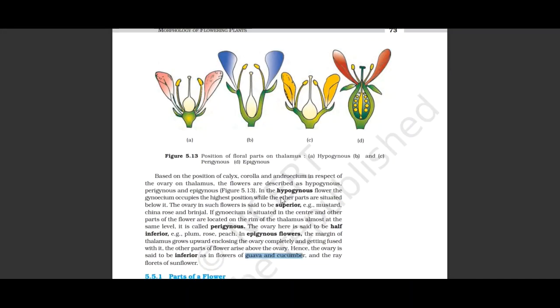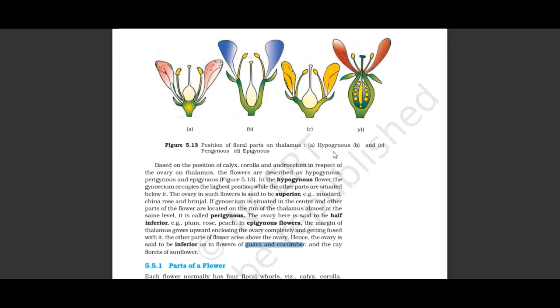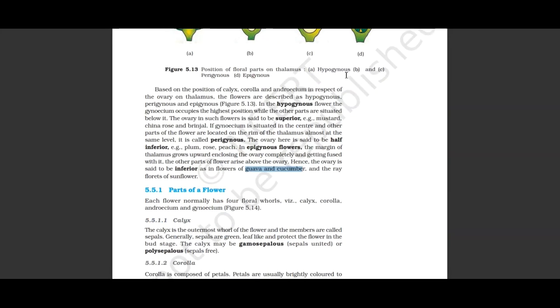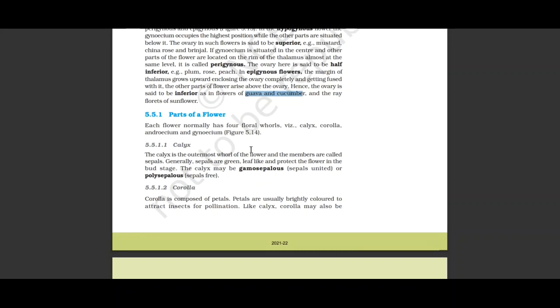Let us see the picture. First is hypogynous, where the ovary is at the highest position. B and C are perigynous. Except the ovary, other floral appendages are on the rim. Third is epigynous, where the ovary is enclosed by other floral appendages. You have to remember the examples.